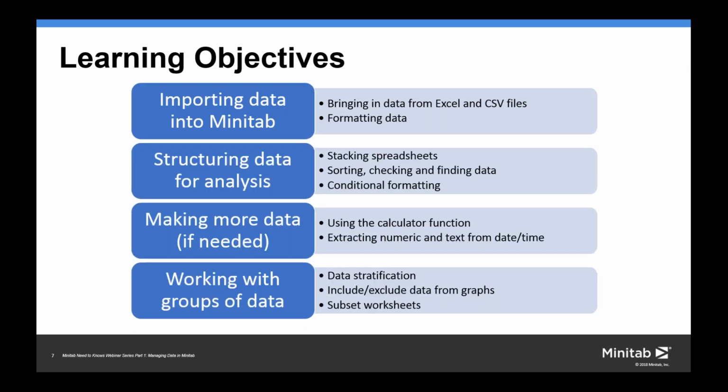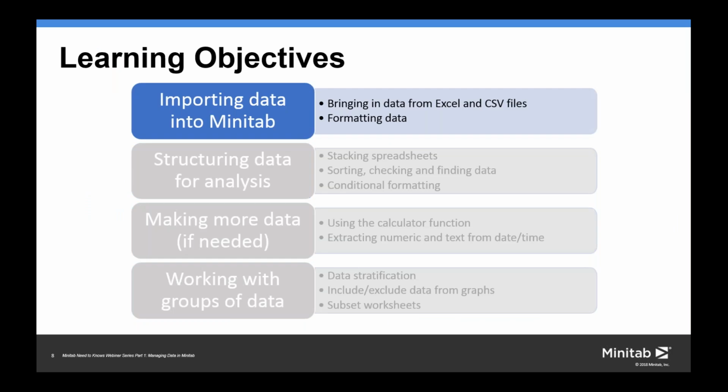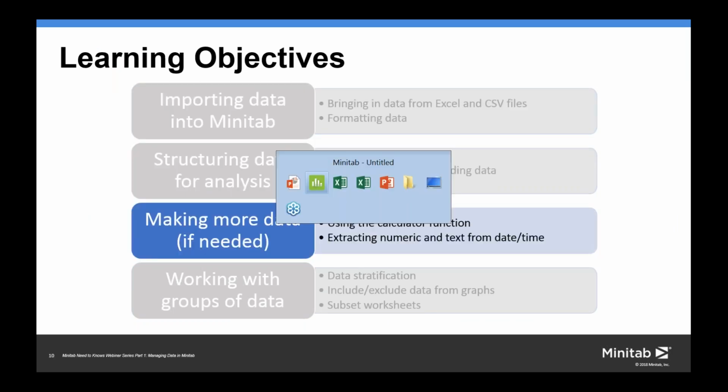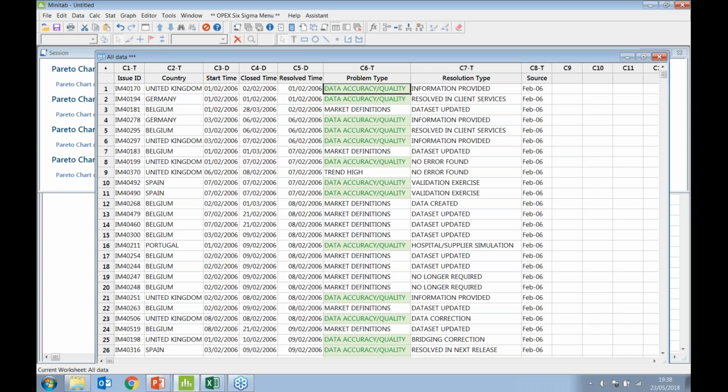Okay, sorry, I'm going to the wrong slide there, going backwards. We're going to quickly look now at making more data if needed. So, the most obvious piece of data that we might want to analyze for this data file is the lead time for resolving the problems. And we have start dates, and we have finish dates and resolve dates, but no lead times. So one of the ways we can do that is to create some data using Minitab's calculator function.